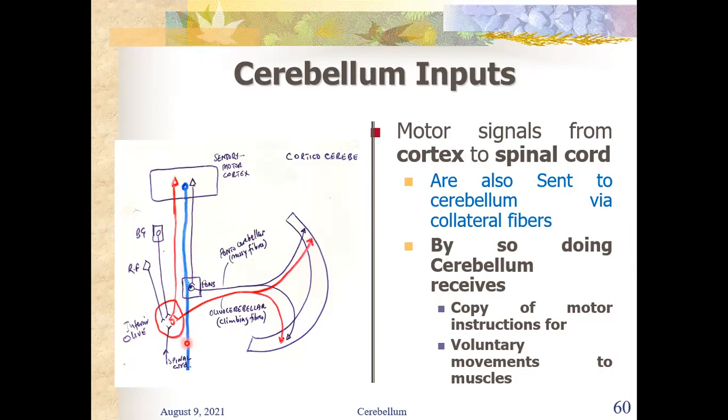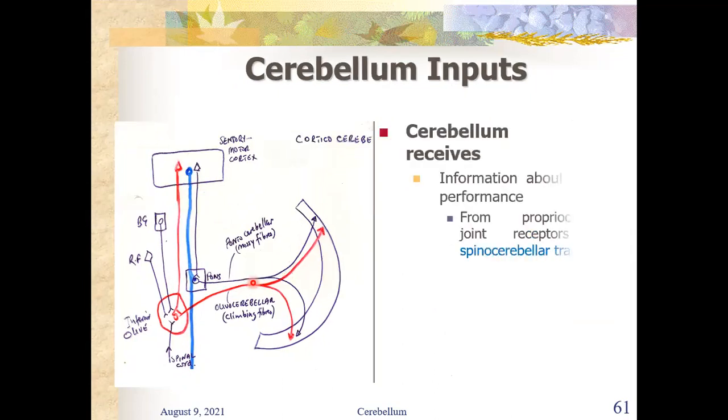So as the movement descends through the corticospinal tract via the spinal cord, there are also collaterals that are sent to the corticocerebellum so that the cerebellum can confirm and also have a copy of the motor instructions for voluntary movement, as it is being sent down to the spinal cord. So that takes us to the next slide here.